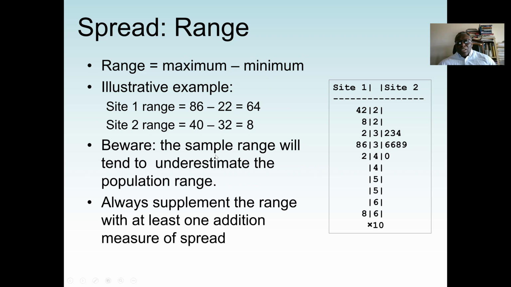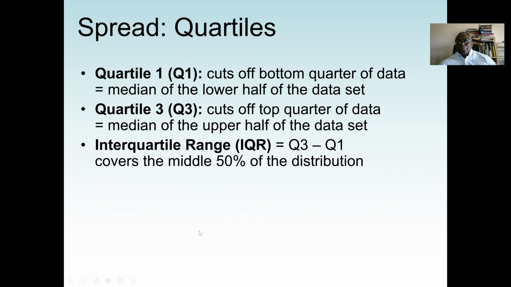Here it is a sample range. We tend to underestimate the population range, so always supplement the range with at least one additional measure of spread. Only the range, again, is not enough. One additional measure of spread, such as standard deviation or variance, is also very important.